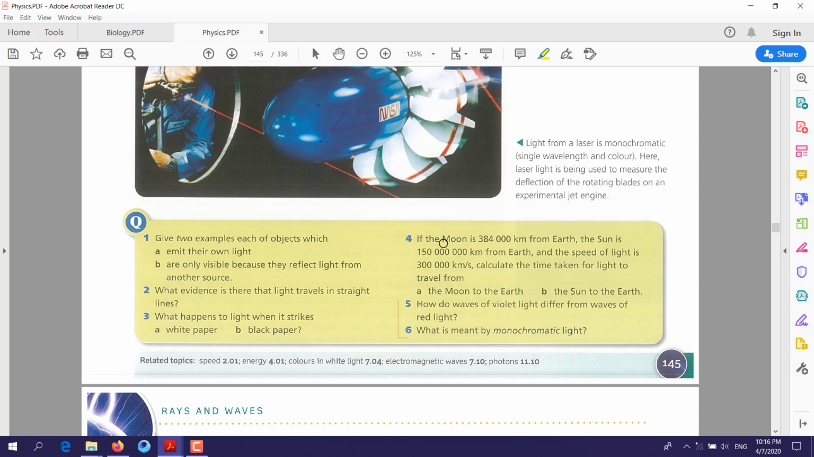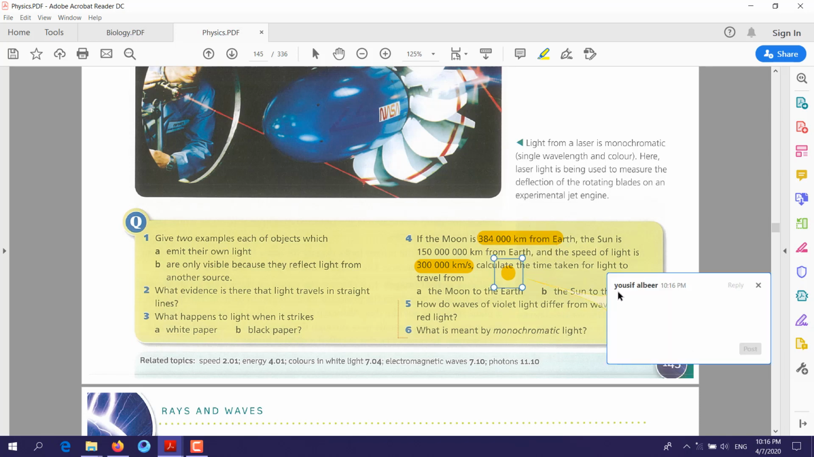Here, what information do we have in the question? This is the distance from the moon to the Earth, and here is the speed of light. Now I need to find the time. So how will I find the time? The formula says speed equals distance over time. Now I will replace the words with numbers.